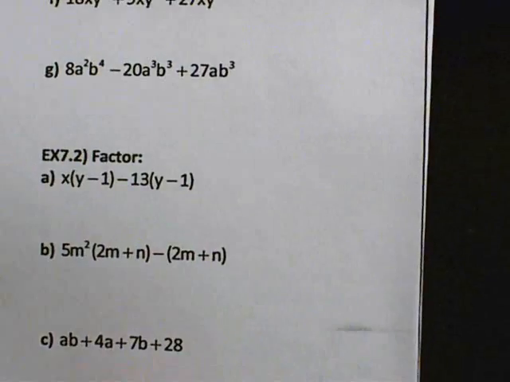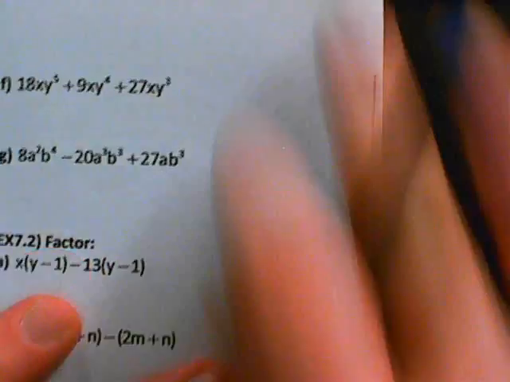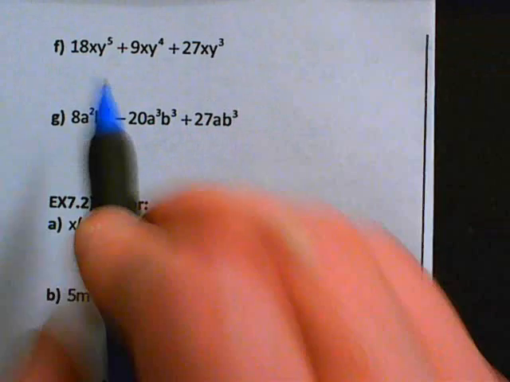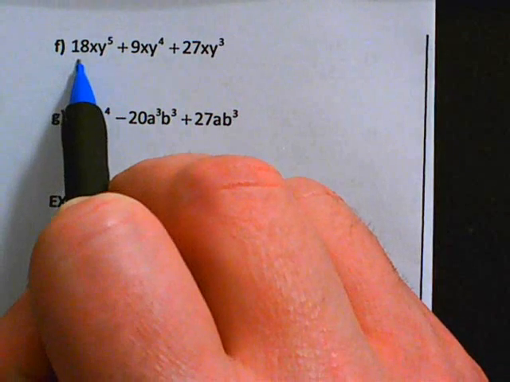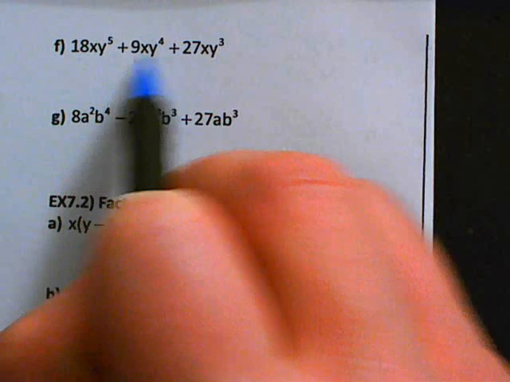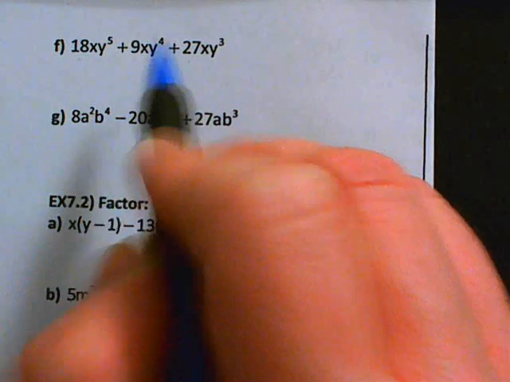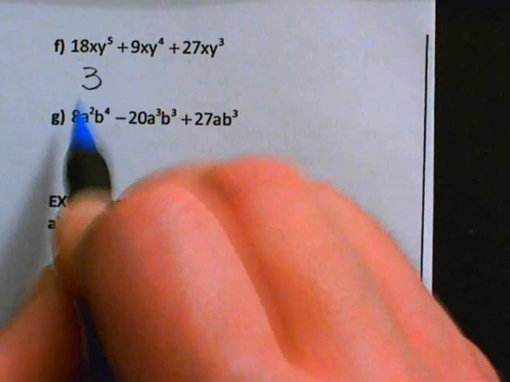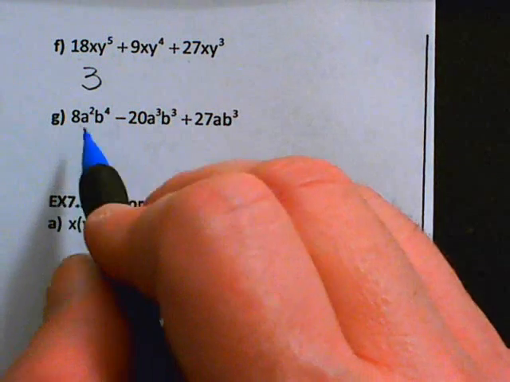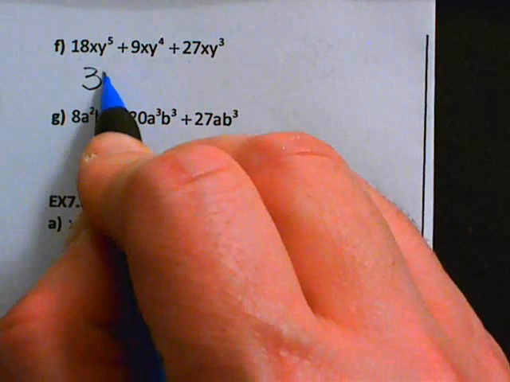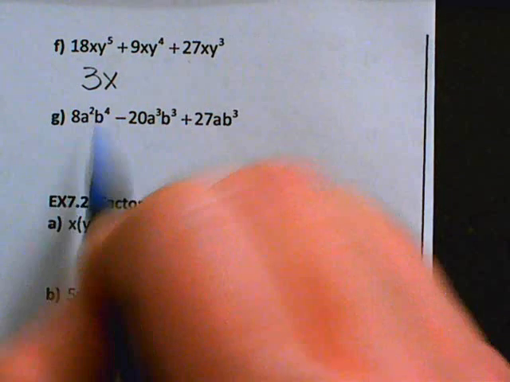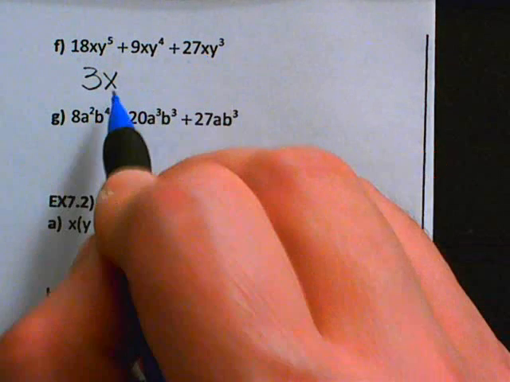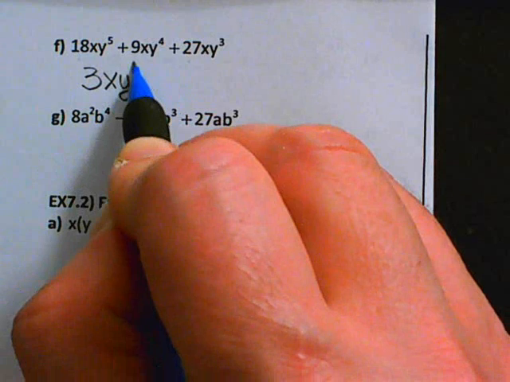And basically we ask ourselves, what numbers can I factor from 18, 9, and 27? And the answer would be, I can factor out a 3. How about an x? Can I factor out an x? Yes, I can factor out an x. And it would be only 1 because there's only a power of 1 here. How about a y? The smallest exponent for y is 3. So that's all I can factor. So now let's proceed into the division.